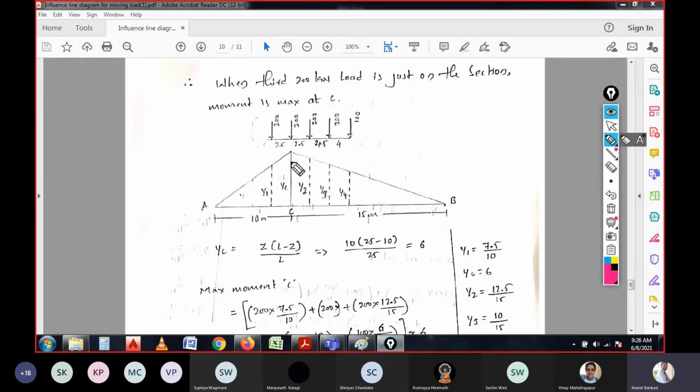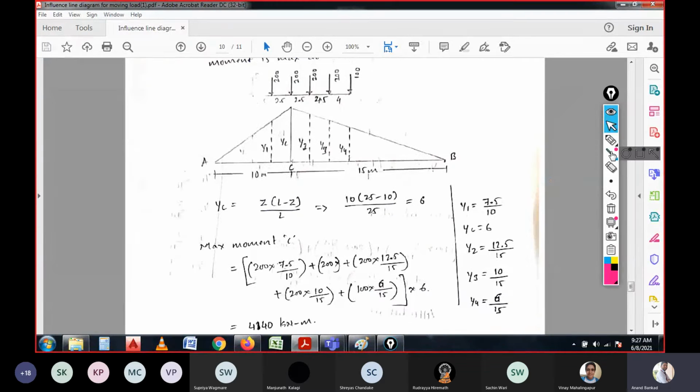So YC is 6, and at the same time we need to calculate the coefficient values for Y1, Y2, Y3 and Y4. So how do you do that? For Y1, how much is the distance? Here, the total distance is 10 meter. In this 10 meter distance, we are deducting 2.5, right? If you deduct 2.5, then the distance from the end to the section C will be 7.5. Am I right?